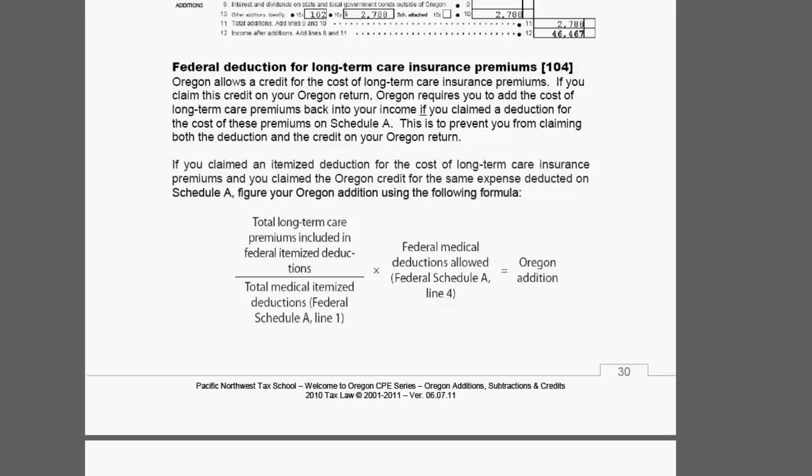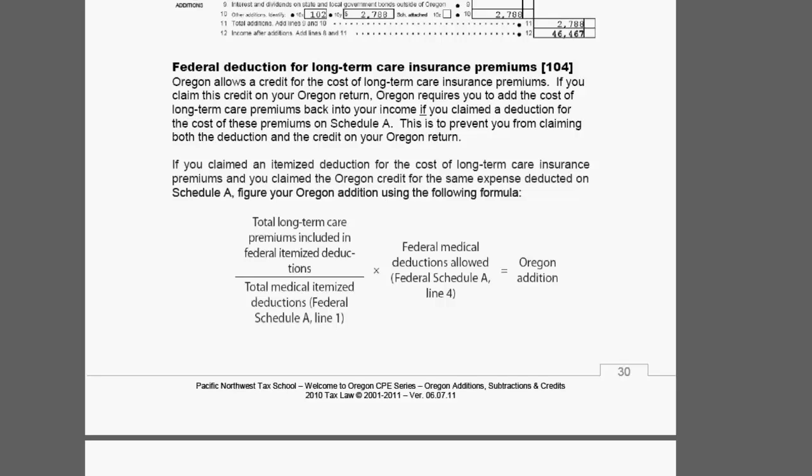You take the total cost of the long-term care insurance premiums that were included in federal itemized deductions, and you divide that by the total medical itemized deductions figured on Schedule A, line 1. You then multiply that by the federal medical deduction that was allowed on Schedule A, line 4 to get the Oregon addition. So let's look at an example of how this works.